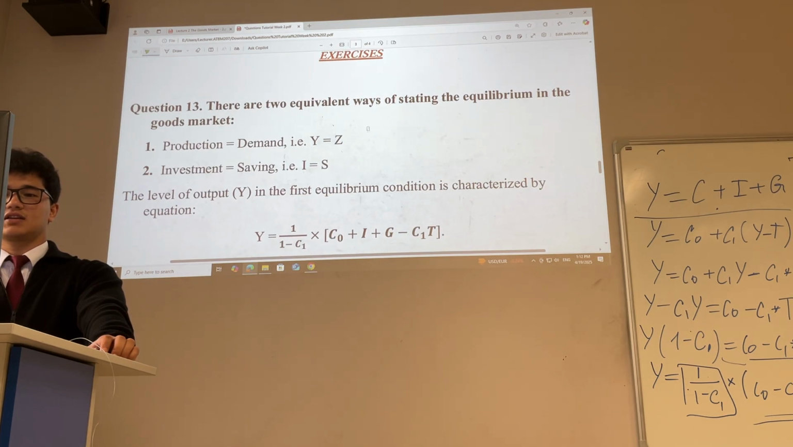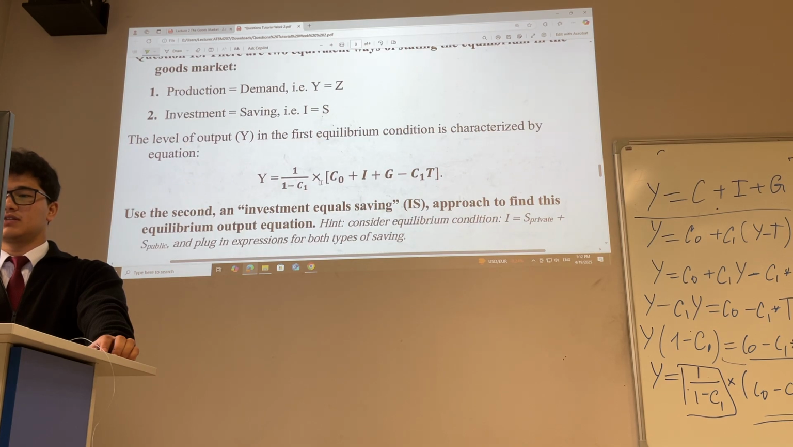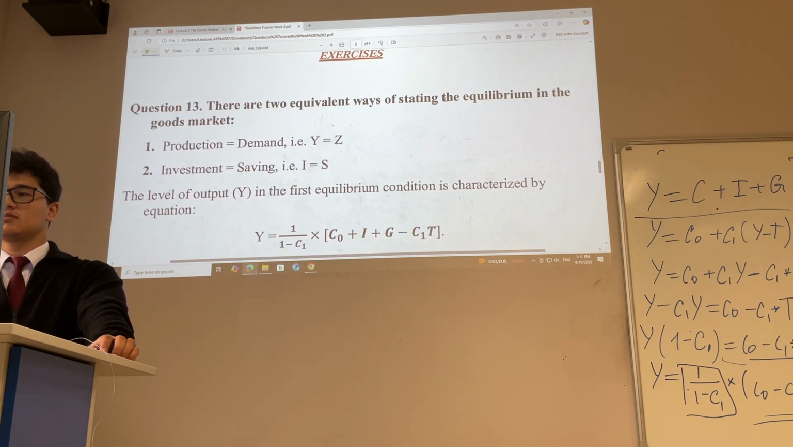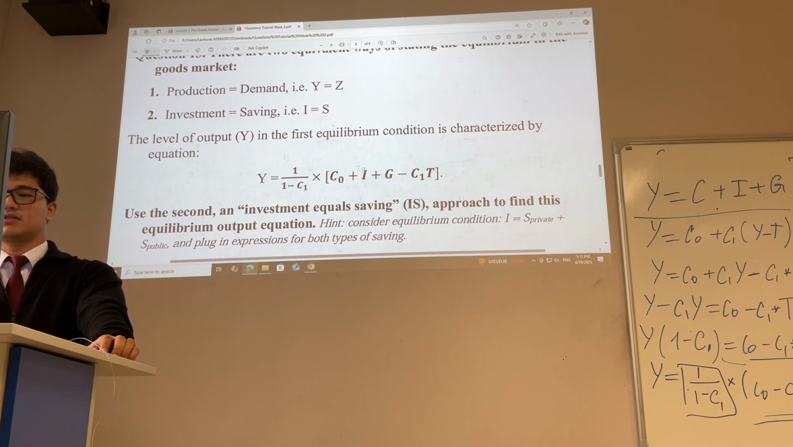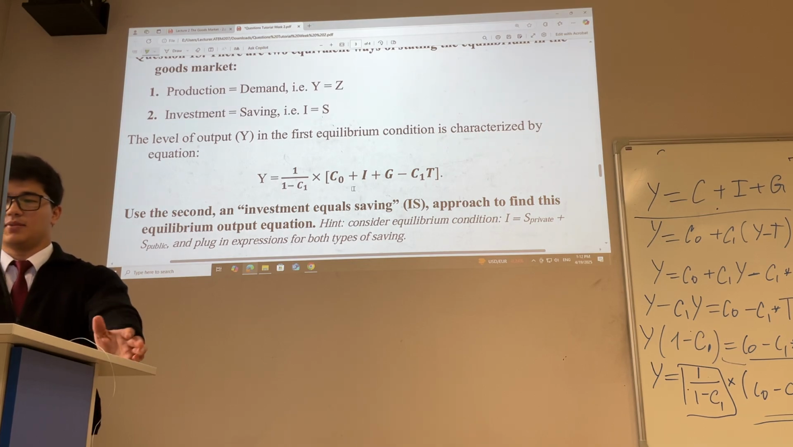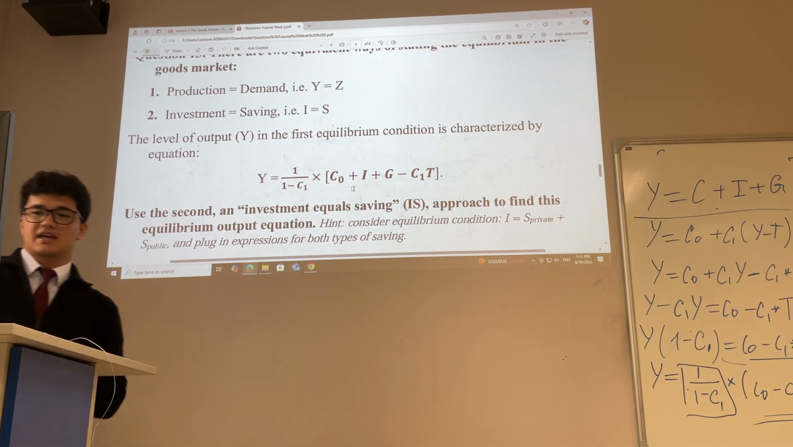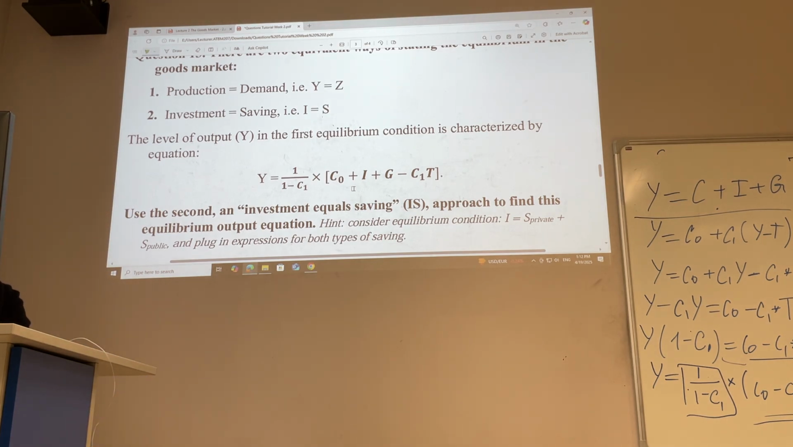Guys, now they're asking you to derive this formula. You need to derive this formula. Use the second approach, investment equals savings. By using the investment equals savings approach, you need to derive this formula. Can you do it by yourself? Just try. Yeah, let's try. You need to make it into this form.